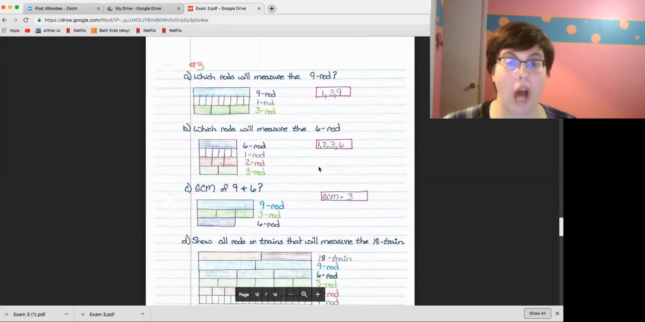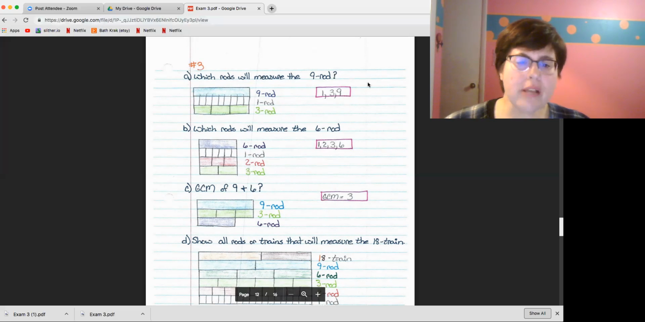For number 3, we're using rods. And rods are a good hands-on way for kids to understand measurements and divisibility, our factors, multiples. It really is a good tool for kids to learn this. So what we're looking at here, each rod is a different color. So if we have 9 rods, they are all going to be the same shade. In this case, it is blue. Our 1 rods are white. Our 3 rods are green.